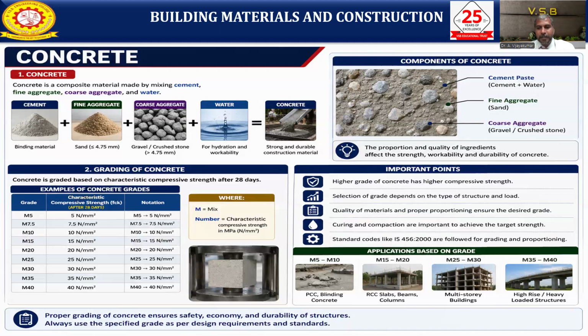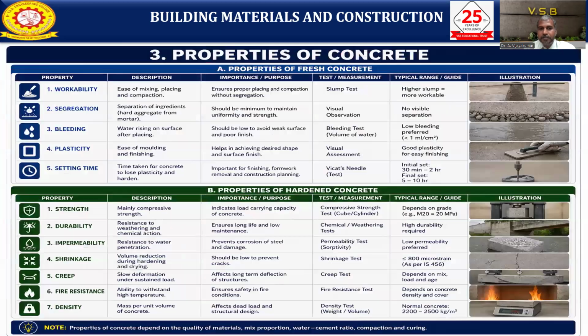For applications based on grade: low grades M5 to M10 can be used for PCC and blinding in concrete. Grades M15 to M20 can be used for RCC slabs, beams and columns. M25 to M30 can be used for most multi-story buildings. M35 and M40 can be used for high rise and heavy load structures. So proper grading of concrete will ensure the safety, economy and durability of the structures. Always use the specific grade as per design requirement and standard.